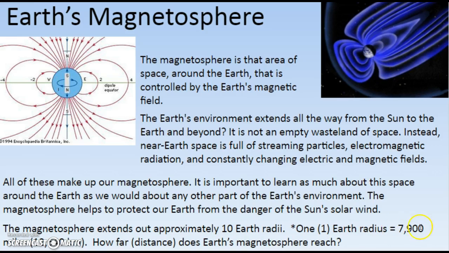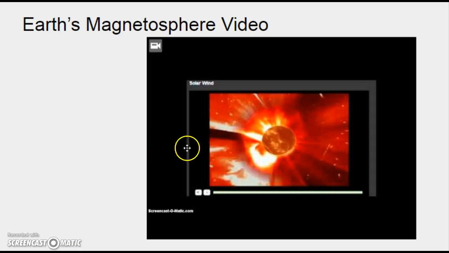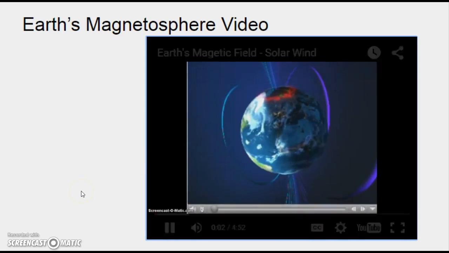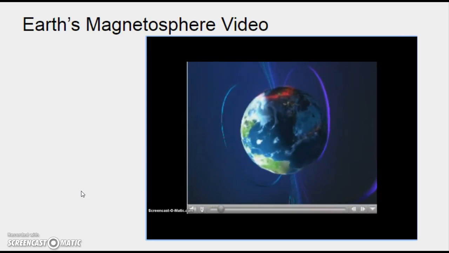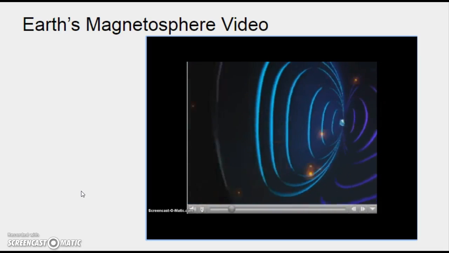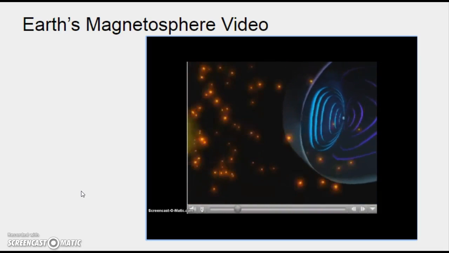One Earth radius is 7,900 miles, or 12,640 kilometers. So we'll be able to calculate how large it actually is. Here we can watch the beginning part of this video. We have a picture of the Earth's magnetic field. We're going to be able to view this from zooming out and taking a look at our place in space relative to the sun.